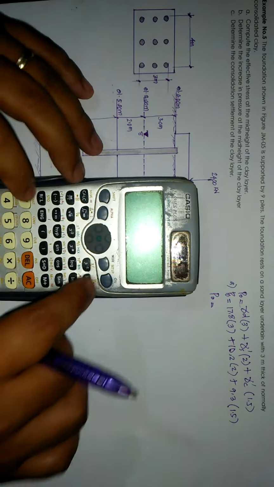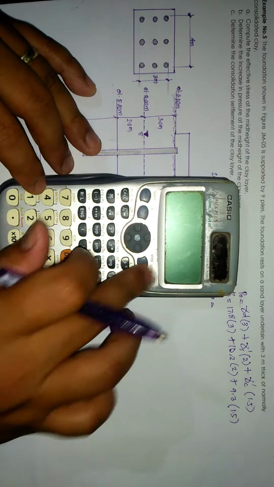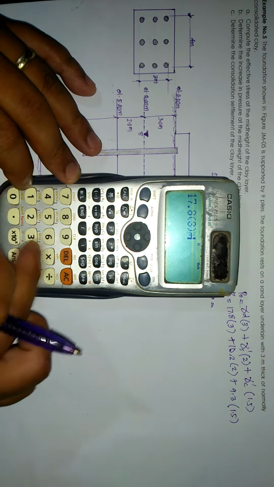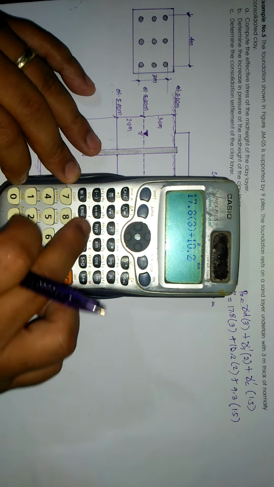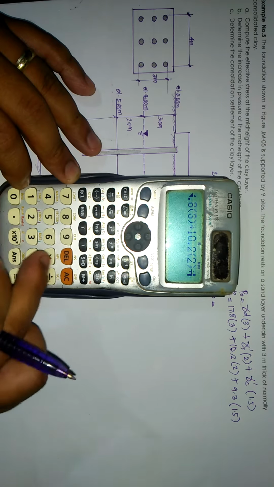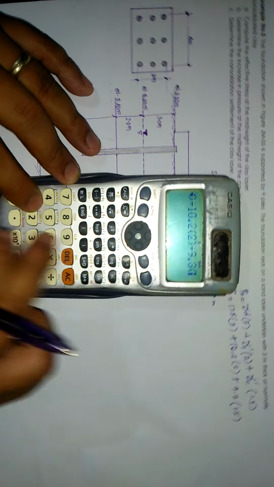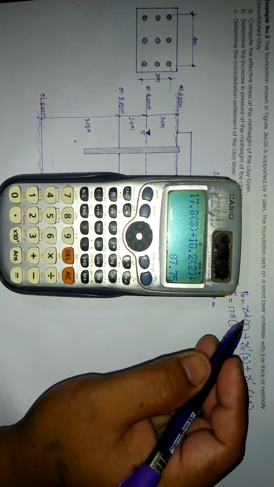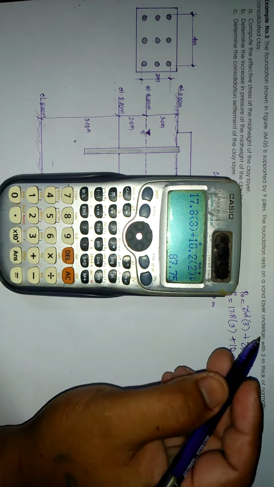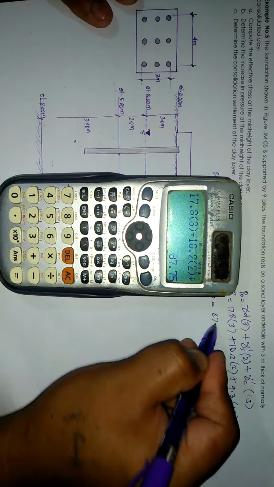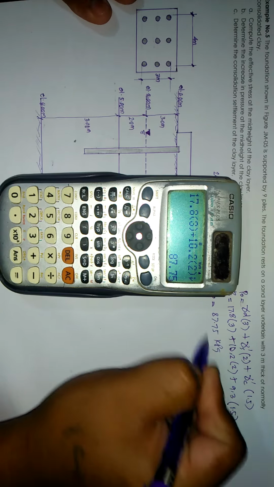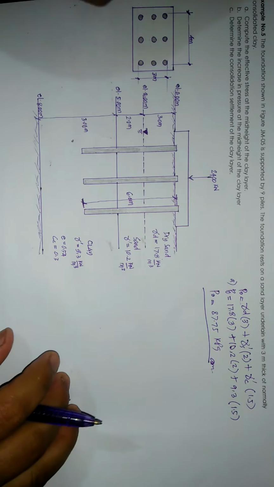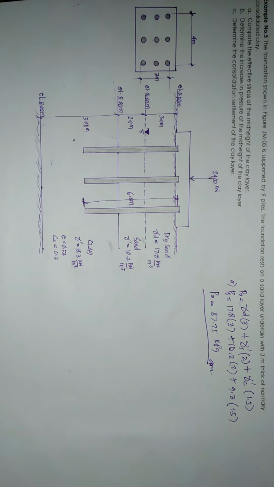Okay, ito yun. So, 17.8 times 3 plus 10.2 times 2 plus 9.3 times 1.5. Okay, so this one is around 87.75 kilopascal. 87.75 kilopascal. So, this one's our answer for your letter A. In-assume natin initial effective stress.